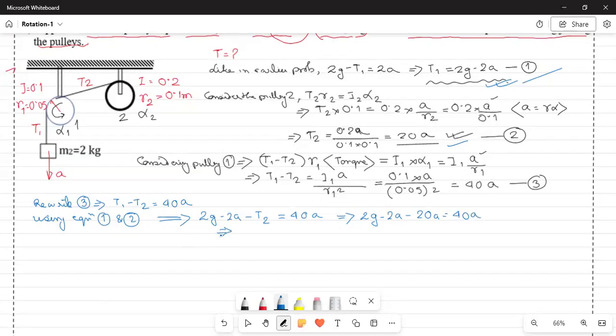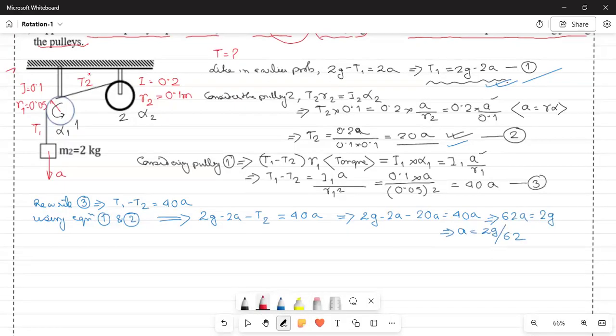From there, if we take A on one side, we have 40A plus 20A plus 2A, 62A. So 62A is equal to 2G. What we have to find out is the value of A. From here you can write A is equal to 2G by 62.